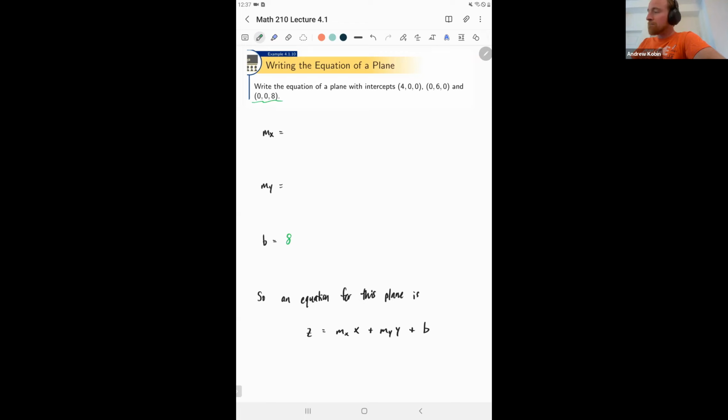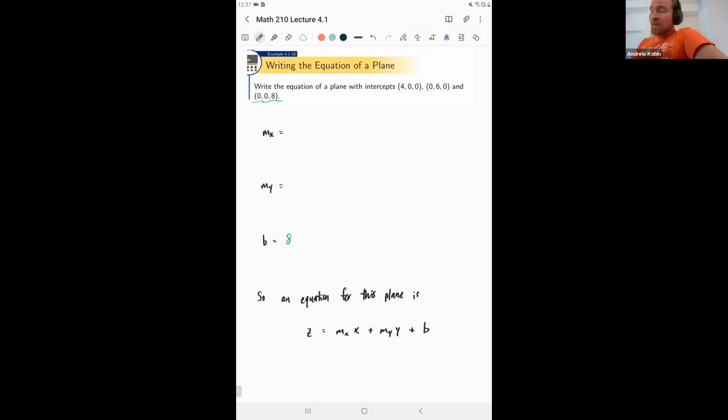I have 2 more points to deal with, but I actually need to compare them to that third point potentially, because what I want to find with mx and my is a change, or a rise over run, when I'm holding the other variable constant.